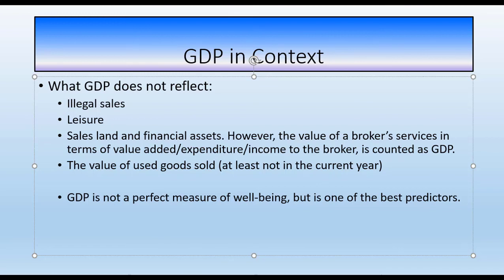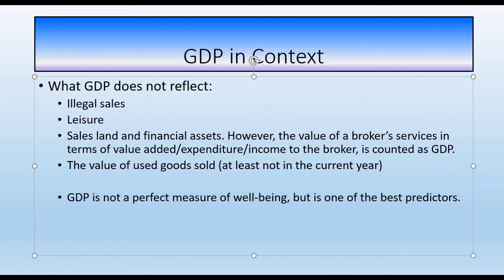GDP, while it's not a perfect measure of well-being, is probably one of the best predictors out there. The problem becomes, how do you measure well-being? That's the difficult part. Some people measure it in terms of happiness. Other people measure it in terms of, well, how much stuff do we have? And how much stuff we have depends a lot on what we produce. And it's kind of measured by GDP.